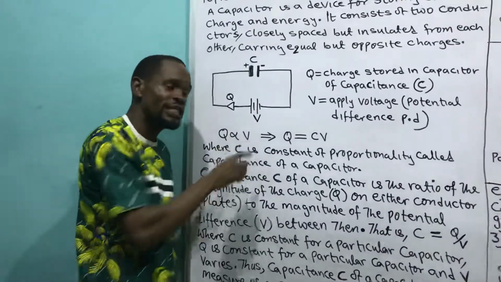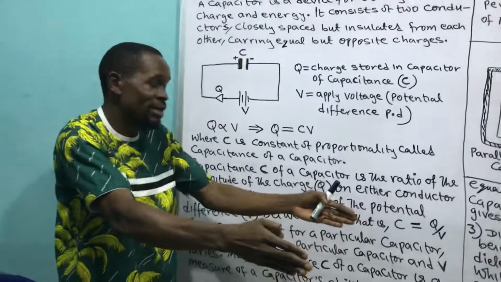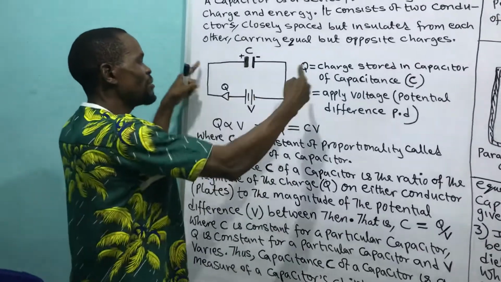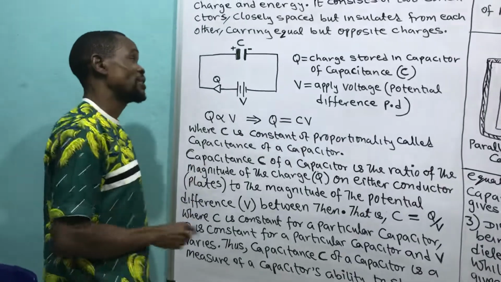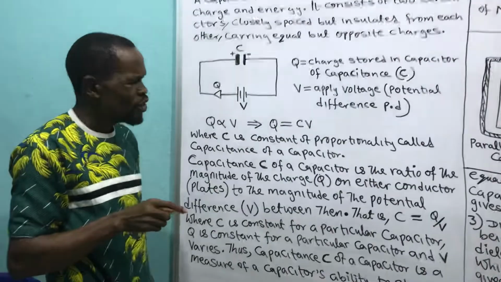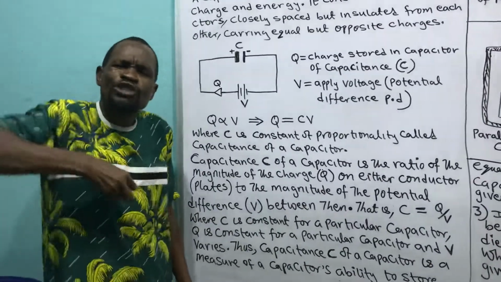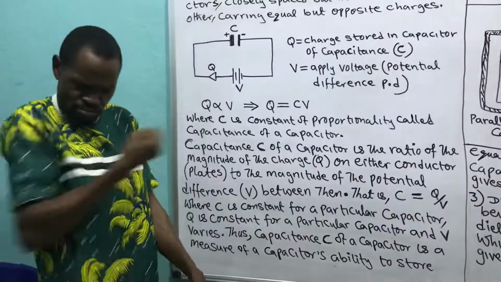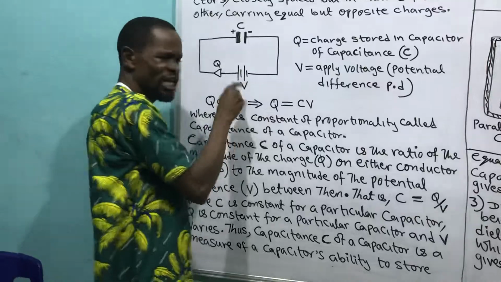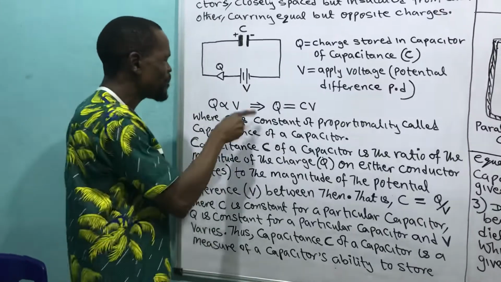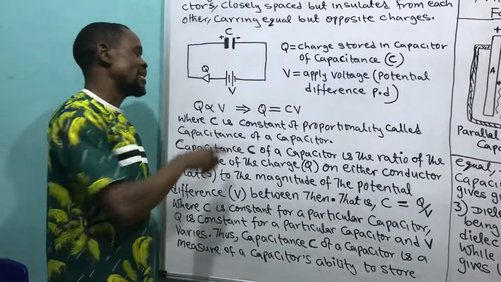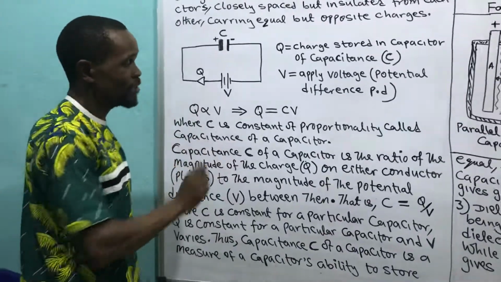Here, V is the voltage where that capacitor is being plugged in, which is the voltage between the two terminals of the capacitor. And Q is the charge which enters the capacitor. From here we said the quantity of charge which this capacitor will absorb is directly proportional to the applied voltage.